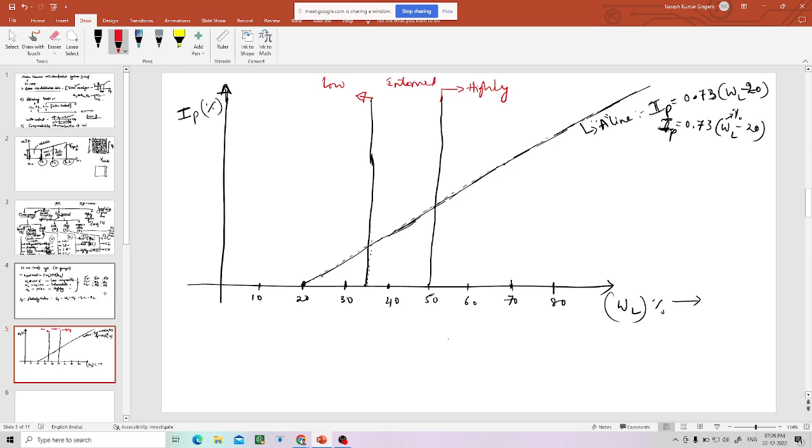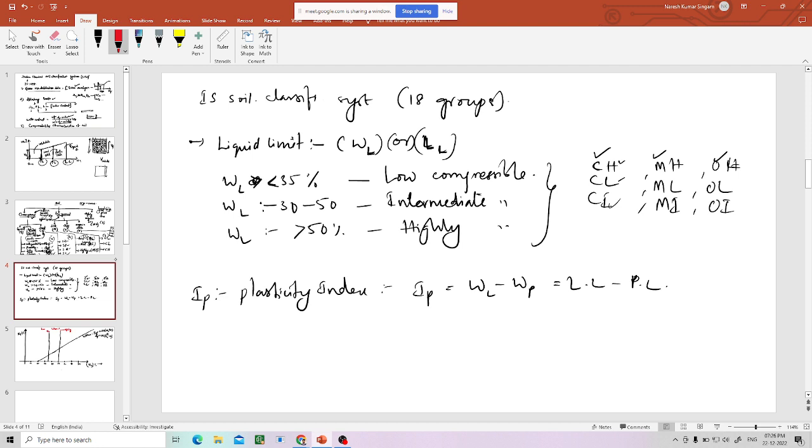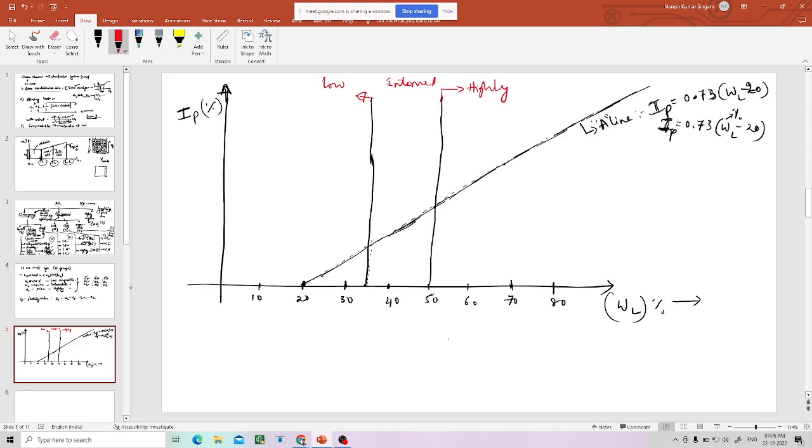But whether it is CL, ML, or MH, CH, that is clay, organic, and silt, how to divide that? If the soil falls above this line, the A line, that is clay. So this portion will become CL, low compressible clay. This is intermediate compressible clay. This is highly compressible clay. If it is falling below this line, then it is low compressible silt or organic. See, it is ML or OL. This is MI or OI. This is MH or OH.